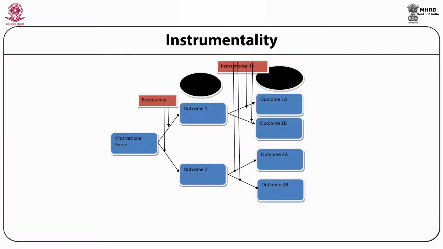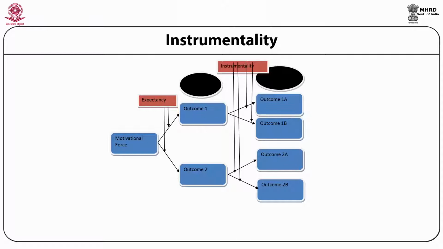Vroom's expectancy model is described in the exhibit given here. In this exhibit, we can see that first level outcome is the performance and second level outcomes are the rewards associated with the performance. This diagram explains the relationship between motivational force, expectancy, and instrumentality.